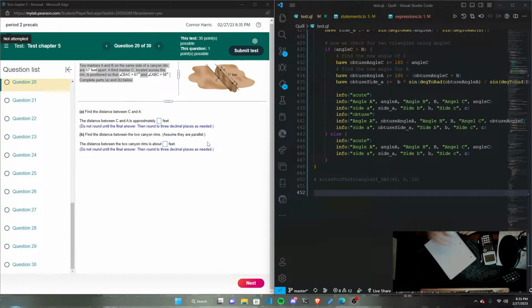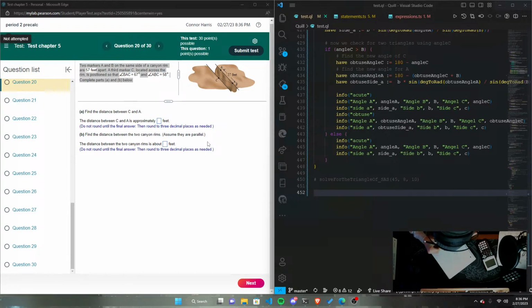Okay, I think I know how to do this. So alright, we found b, 59. Now we need to cut our triangle in half because it wants us to find the distance between the two canyons. So we need to go from C straight down to the middle. So that would then be a 90-degree angle. So we need to cut our length. So 57 divided by 2 is 28.5.